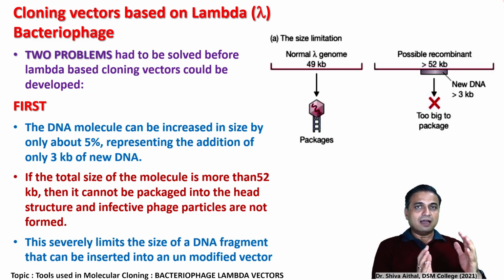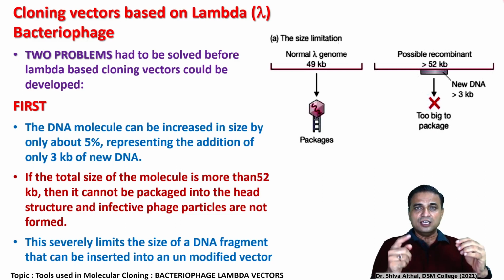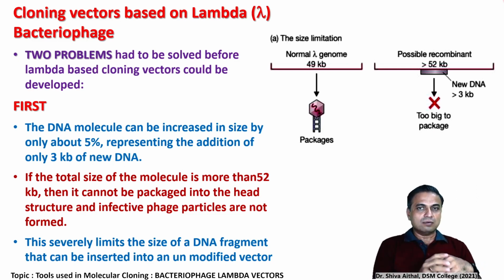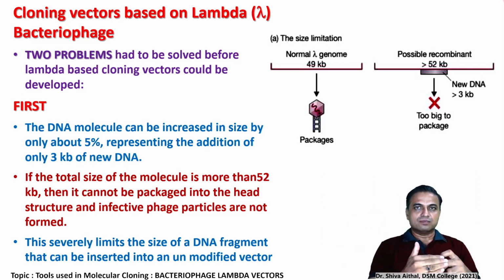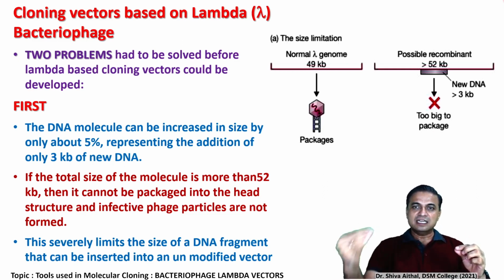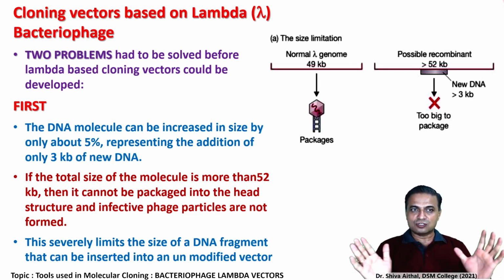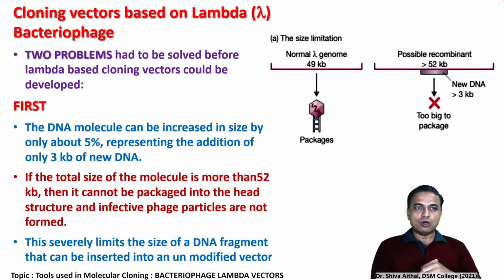Fortunately for us, there are certain regions of the viral DNA which are really non-essential. Means if you remove them, its normal life cycle and maturation will not be hampered. Some of the genes can be removed and you have to insert yours. But before considering this, if you are thinking of inserting the gene of interest directly into the lambda phage, it is not possible. Two problems have to be solved before lambda based cloning vectors can be developed.